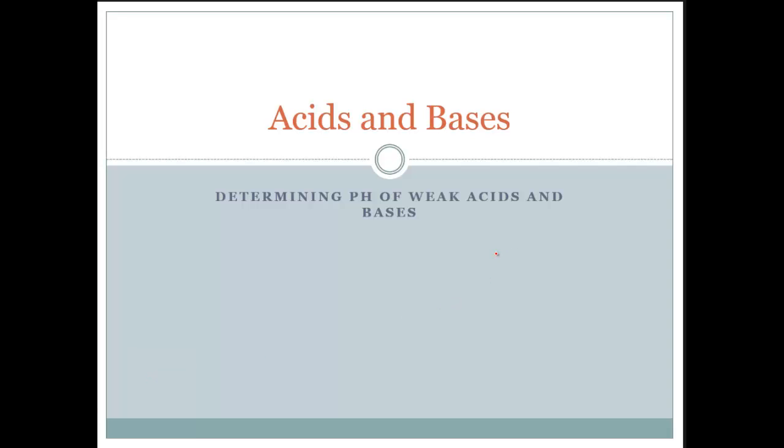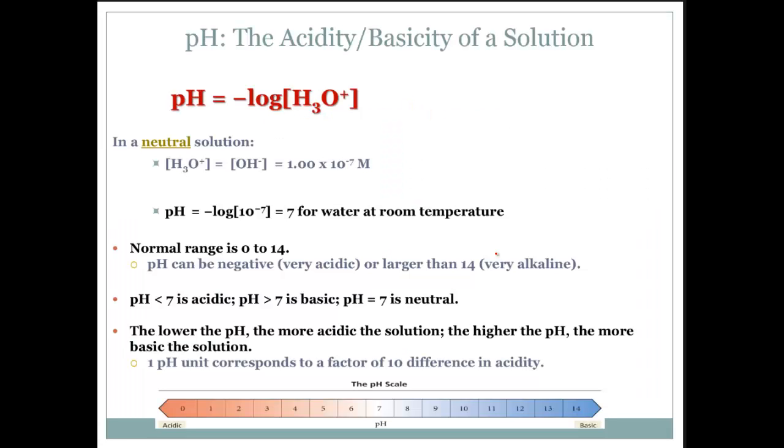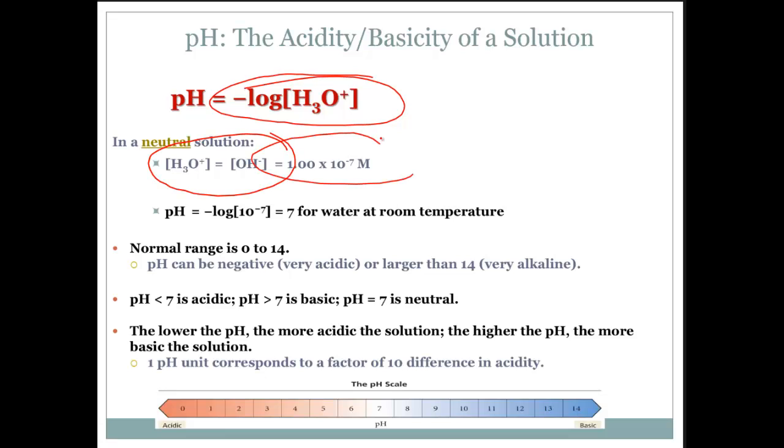In this tutorial, we will be discussing the pH of weak acids and bases. Just as a little review, pH is the negative log of H3O plus. In a neutral solution, H3O plus and OH minus are equivalent at 1 times 10 to the negative 7. This would make the pH equal to 7 for water at room temperature.